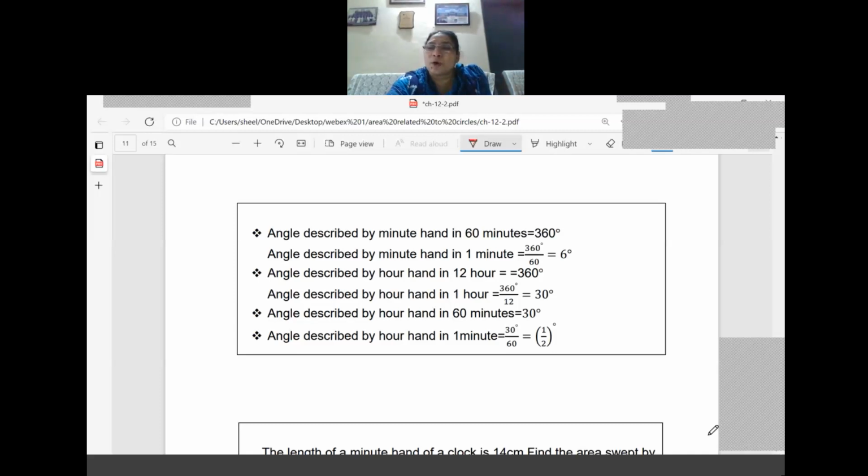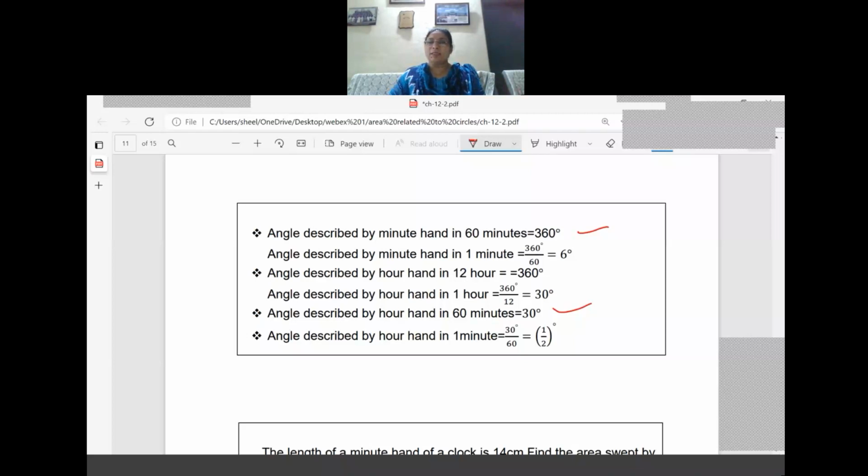On these 2 points you must be very careful. Minute hand and hour hand, don't confuse the idea. The minute hand in 60 minutes moves 360 degrees, whereas the hour hand will take only 30 degrees in 60 minutes. Now the angle described by the hour hand in 1 minute is 30 degrees by 60, which is equal to half a degree only. If you learn these, it will be good, because we will get some questions based on this also. So I hope the idea is clear here.